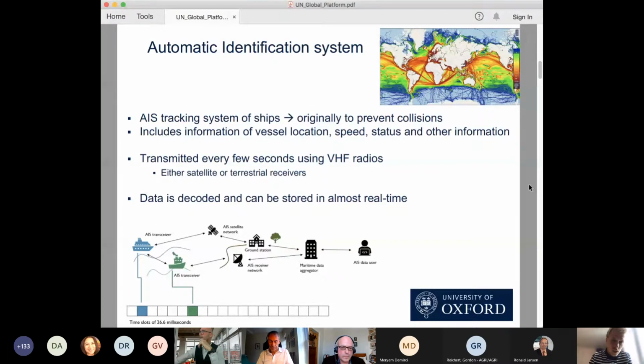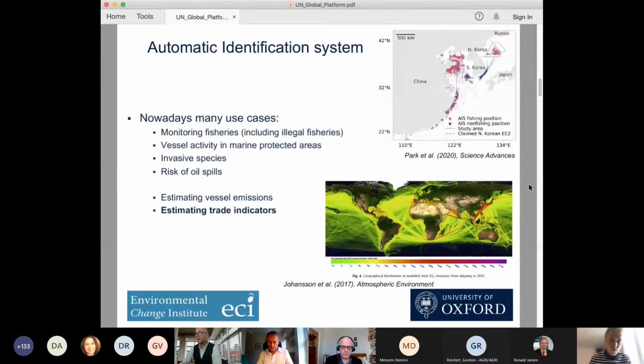This information is transmitted every few seconds using very high frequency radios. And in the figure below, you can really see how this goes. So you have an AIS vessel that has an AIS transceiver or responder, which sends its signal to a terrestrial receiver or a satellite, which processes the data, decodes it, sends it to a data store, and this data can then be used in almost real time by the AIS data user.